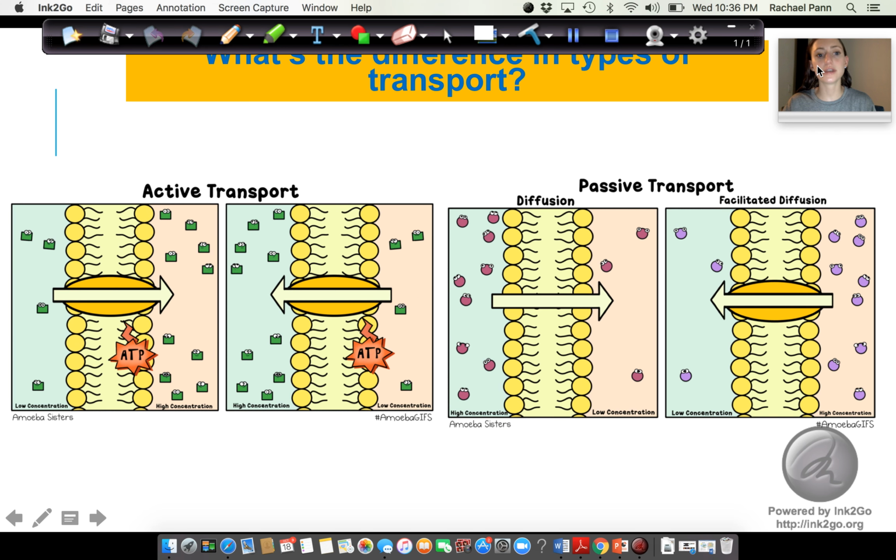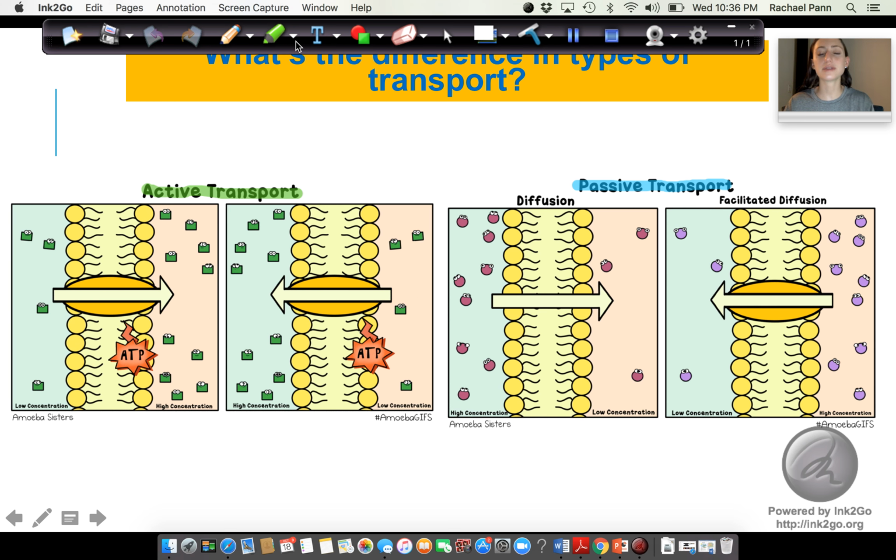Alright guys, in this video we are going over the back of our intro to cell membrane notes. The first one we went over the front. Now we're going to look deeper into our two types of transport. So as we mentioned in the last video, we have active transport and we have passive transport.